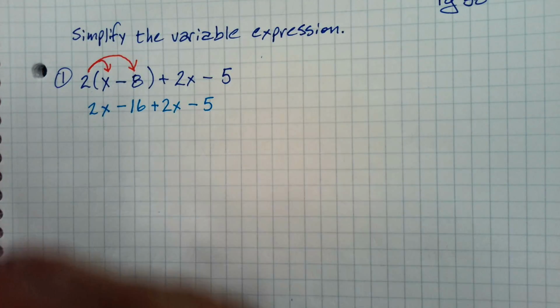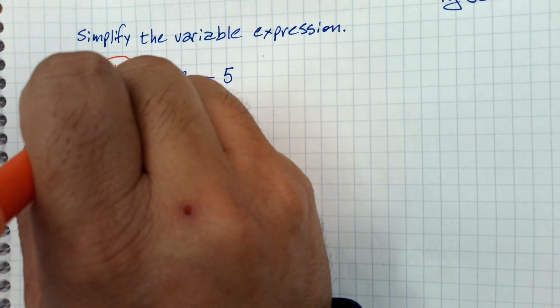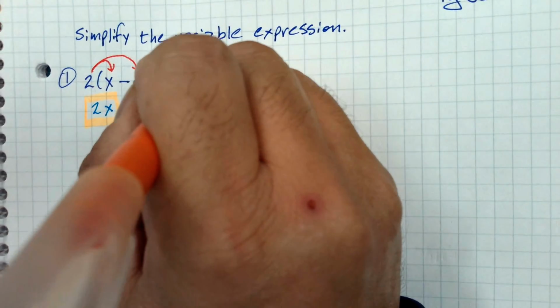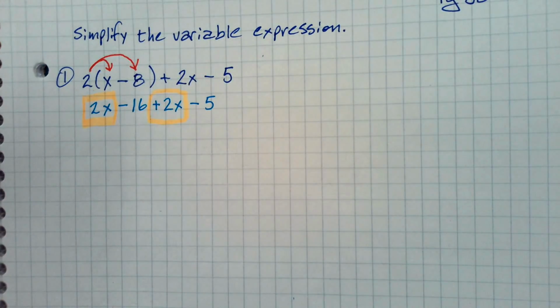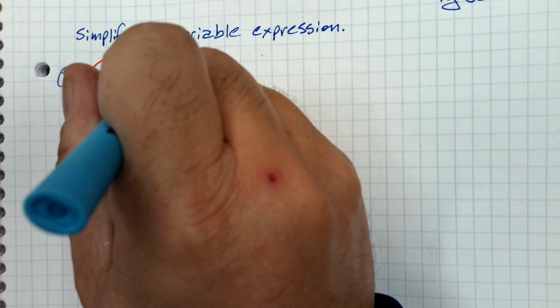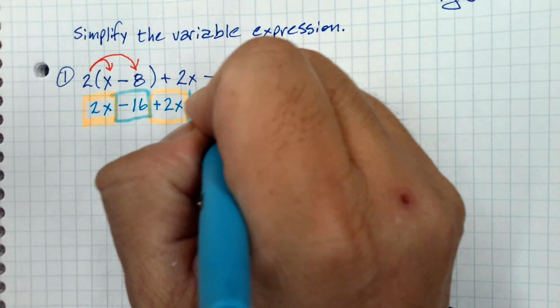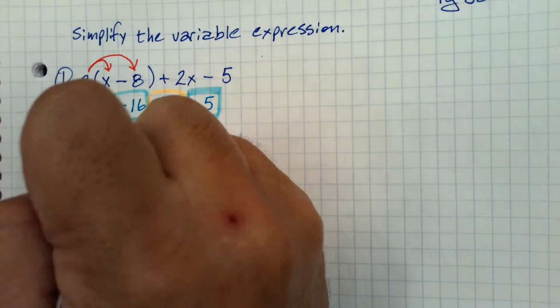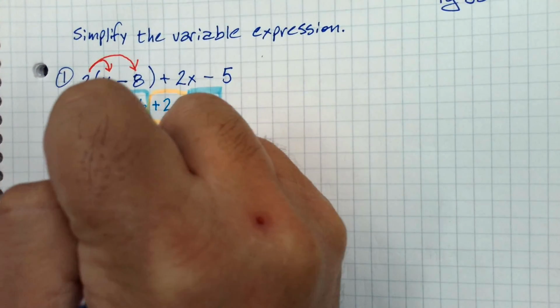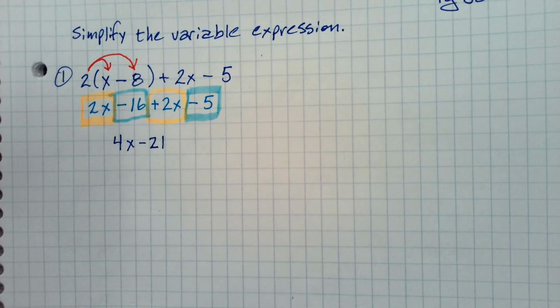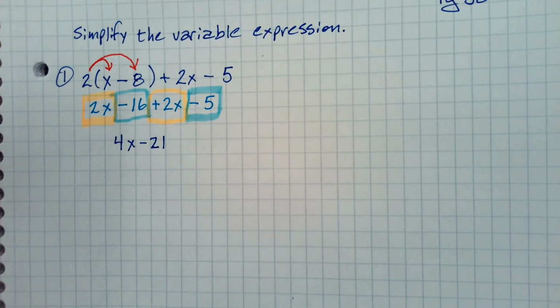It's time to combine. Let's just identify the things that combine. 2x combines with 2x. Make 4x. And we can also combine negative 16 and negative 5 to make negative 21. So it ends up being 4x minus 21. There you go. So all of this simplified down to that.